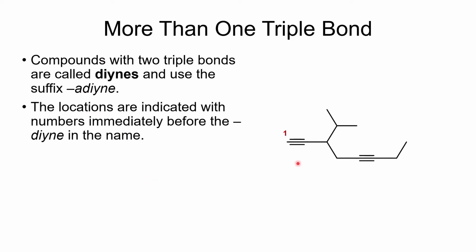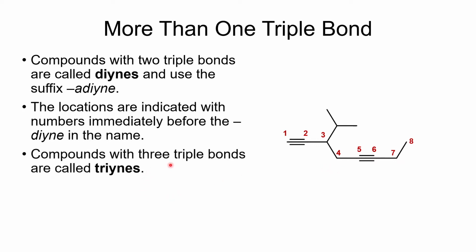So let's count. 1, 2, 3, 4, 5, 6, 7, 8. So here we've got an octadiene, and the numbers are the positions. So right after carbon 1, we have bond 1, and right after carbon 5, we have bond 5. So this is a 1,5-diene, and so we're going to call this octa-1,5-diene.